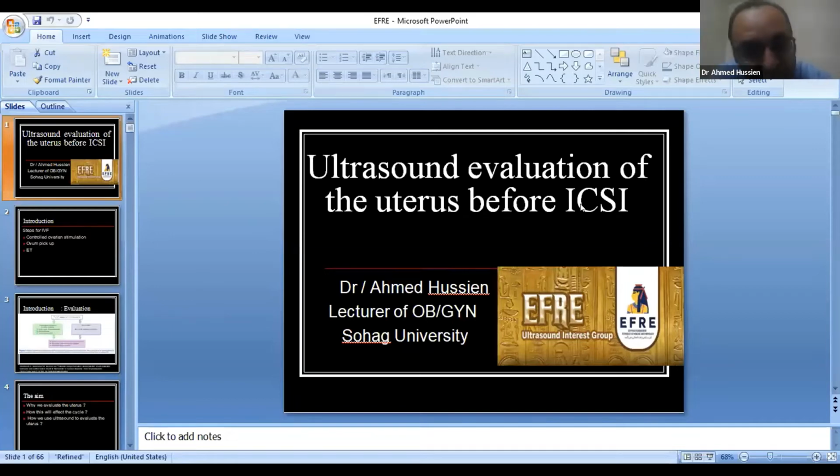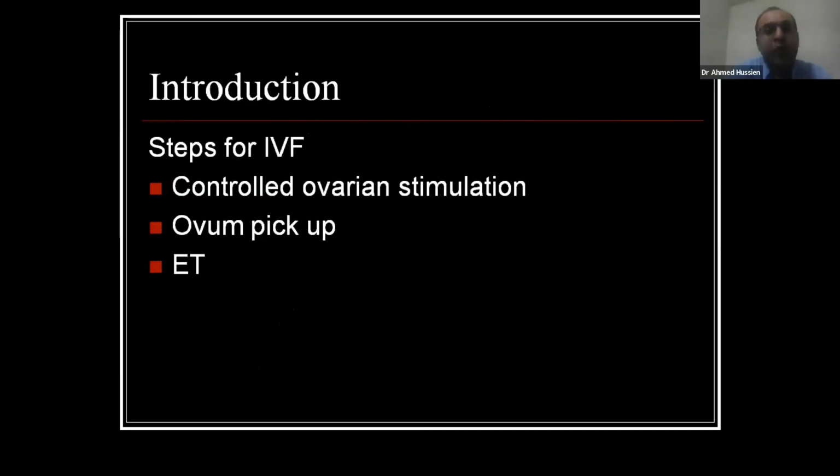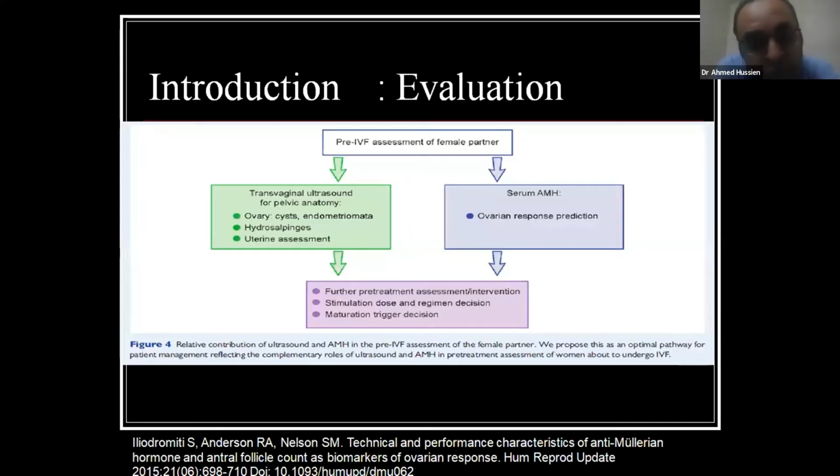I will talk about ultrasound evaluation of the uterus before the IVF ICSI cycle. We know that steps for IVF cycle consist of controlled ovarian hyperstimulation followed by ovum pickup and embryo transfer. But the most important is evaluation before the cycle because it allows you to optimize the whole cycle. And uterine assessment is one of this evaluation.